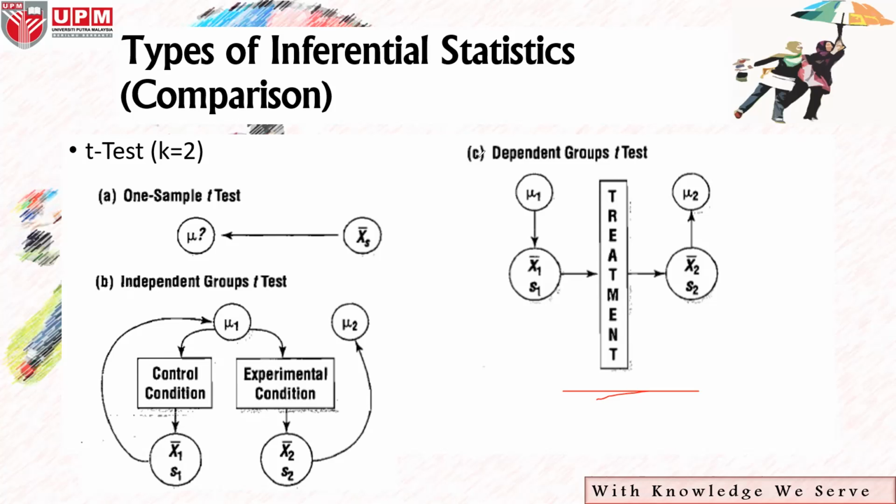The next one is the dependent group. For the dependent group, you imagine you conduct one training.